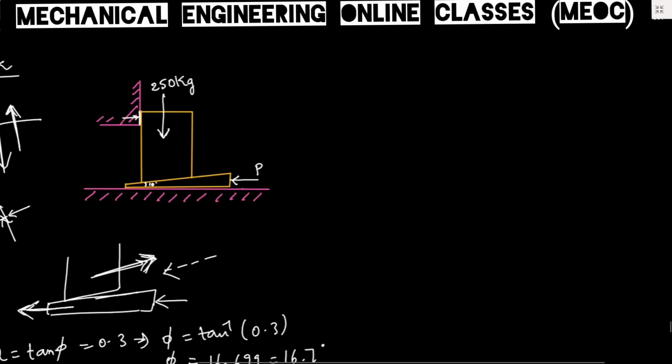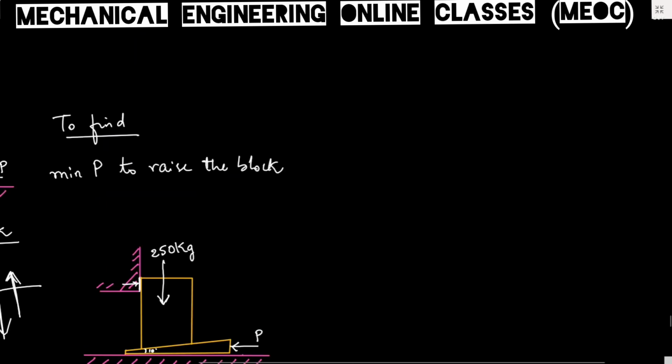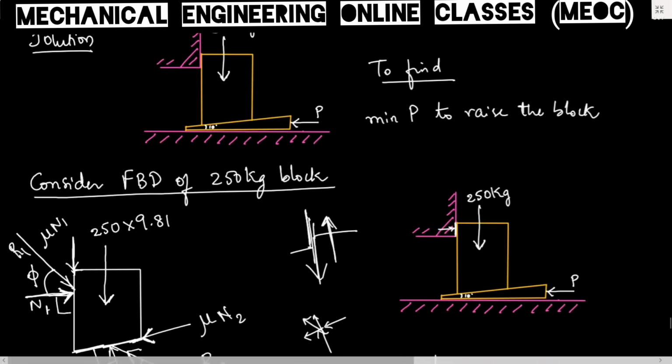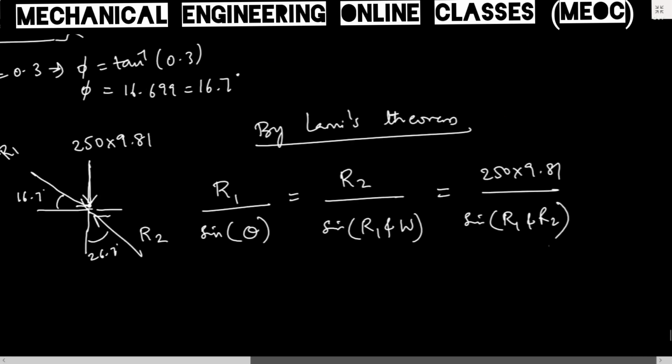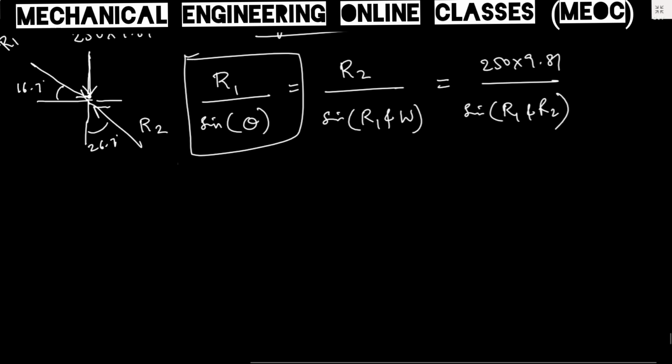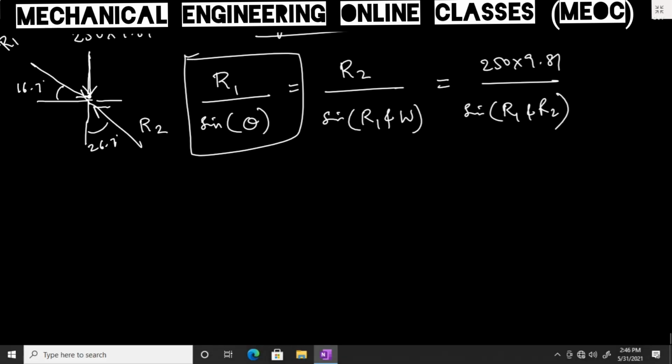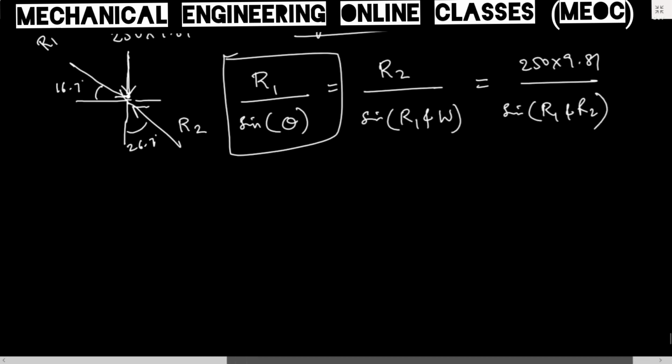So we have drawn this FBD of the block only because we want R2. If you remember, we need R2 because we need to find the value of P. So I don't have to find R1 at all. So I can simply neglect any calculation related to this. So I'll consider only R2 by sine of angle between R1 and W. That is equal to 250 into 9.81 divided by sine of angle between R1 and R2. We will find it this way only. So therefore R2 divided by sine of angle between the other 2 forces, which is R1 and W. W is this one.